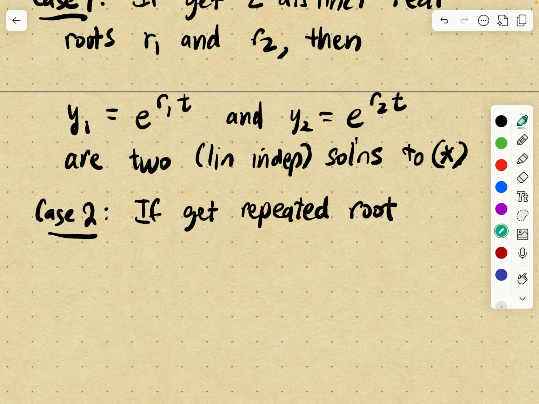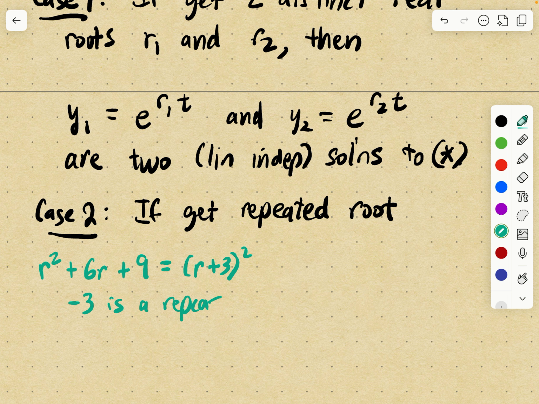Basically, it's when you have something like r squared plus 6r plus 9. When you factor this, it's (r plus 3) squared. We would say that -3 is a repeated root, or it's sometimes called a double root. It's repeated because you have an exponent which is greater than 1.